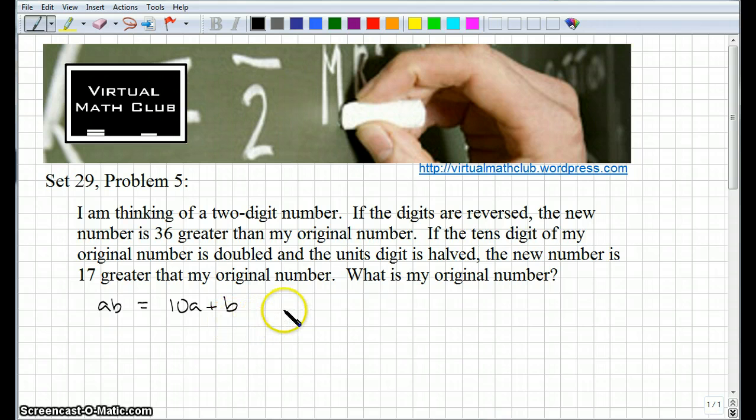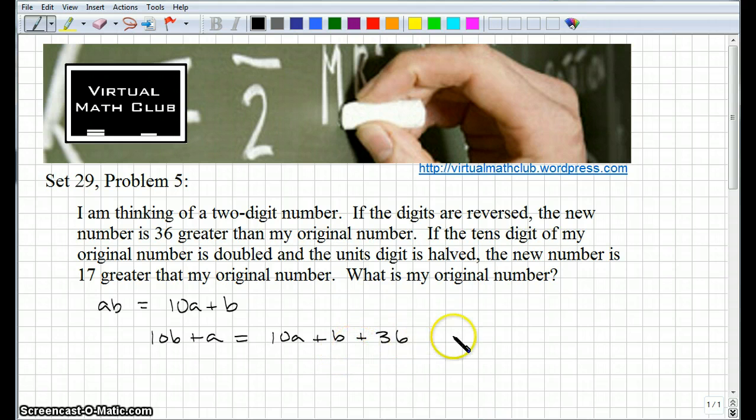So let's convert these statements into equations. Here the digits are reversed and the new number is 36 greater than the original number. If we reverse the digits, we have BA, which would be 10B plus A. The statement says we get a number that's 36 greater than the original, which was 10A plus B, so we can set up this equation.